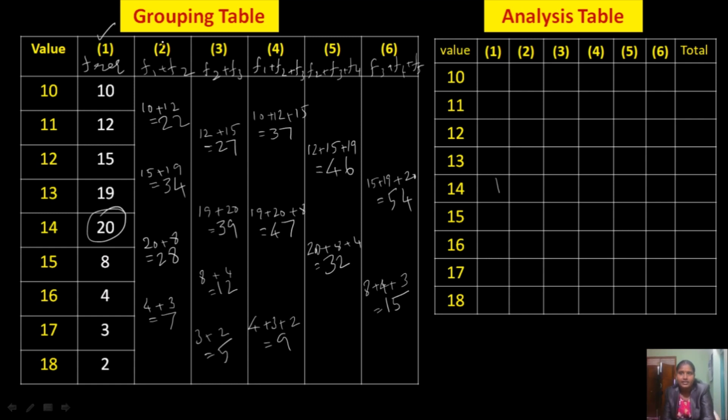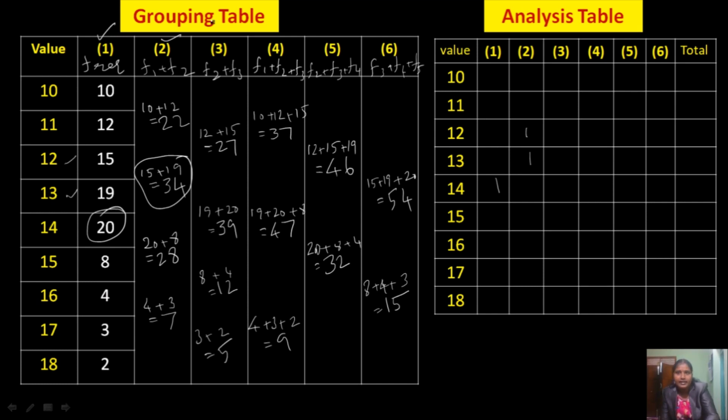Then in column 2, the highest value here is 34. This is obtained by adding 15 and 19, and 15 and 19 correspond to 12 and 13. So under column 2, I put 1 against 12 and 13 in the analysis table.